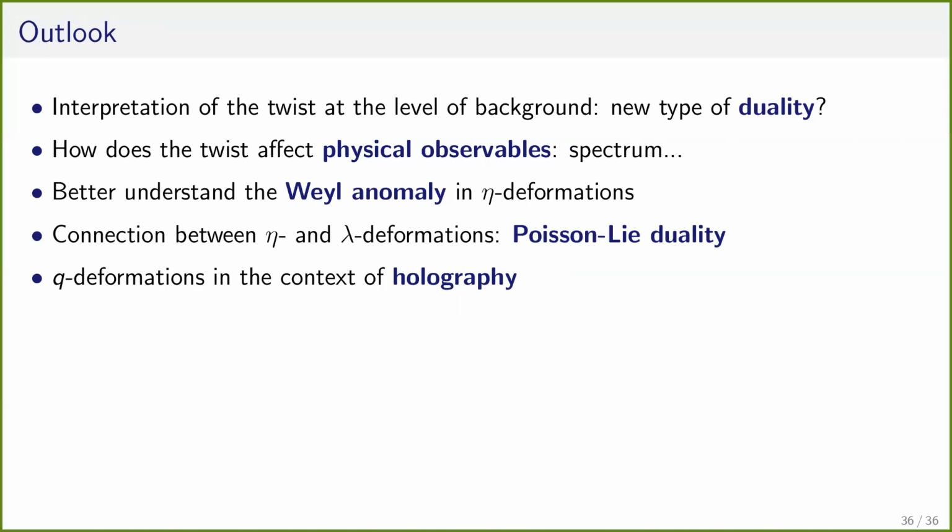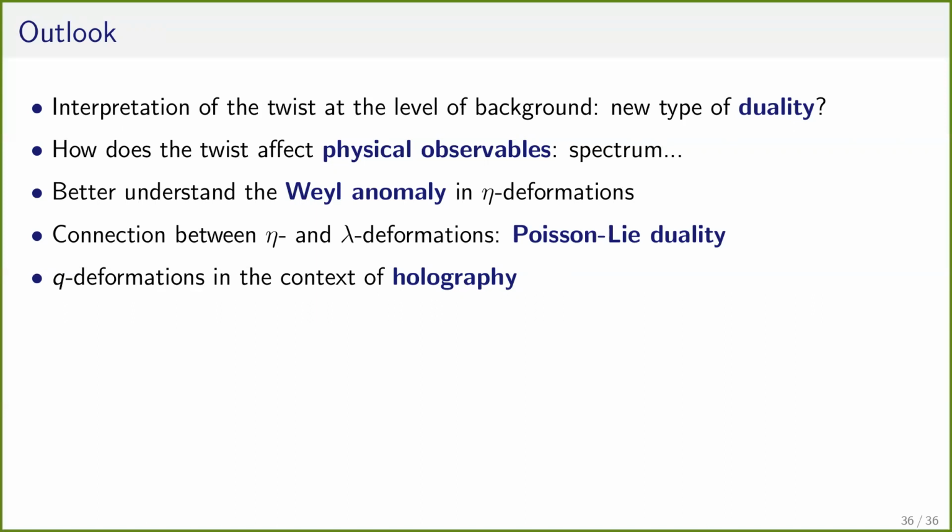So I told you that the S matrix is used to compute the spectrum of the theory. So how does this twist that appears at the level of the S matrix impact the spectrum? And a part is also to understand better the Weyl anomaly in these eta deformations. So why some eta deformations do not solve the supergravity equations of motion, and also whether they could still be understood as string theories in some sense.